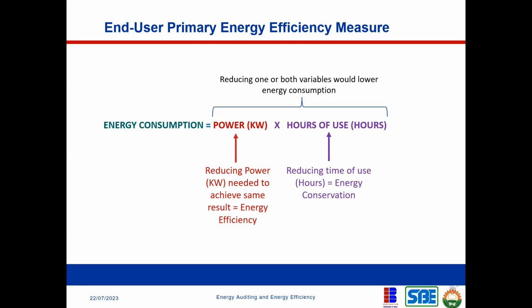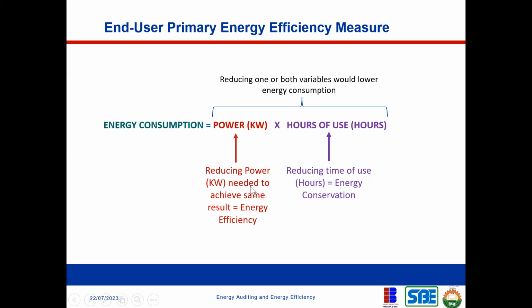So there are also two ways to reduce your energy consumption. Remember, energy is equal to power times time. So the product of these two things will give you your energy consumption. So how can you reduce your power? How can you reduce your time of use? If you're able to reduce any one of them or both of them.